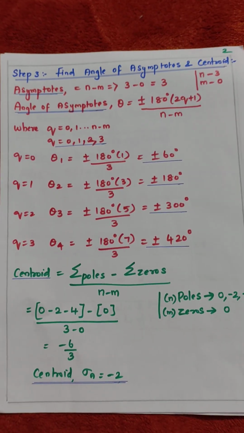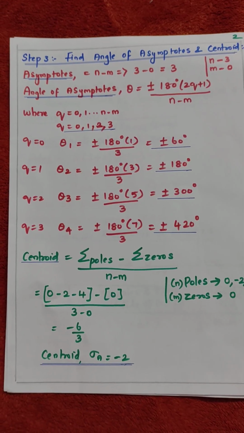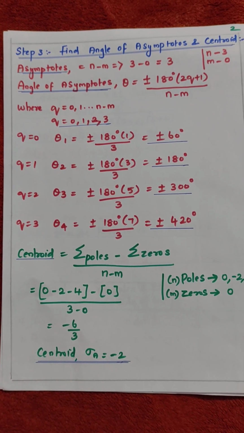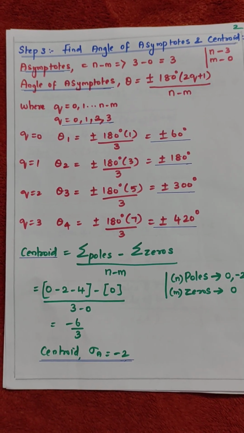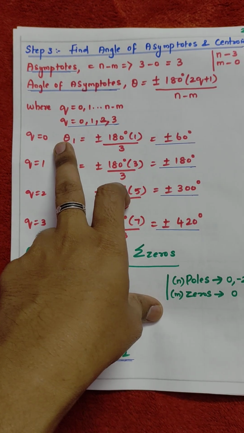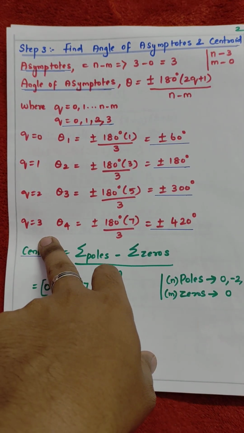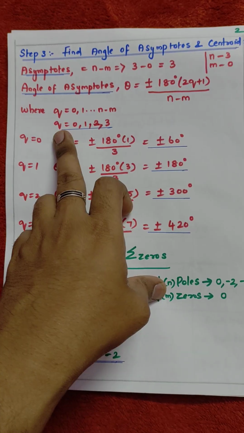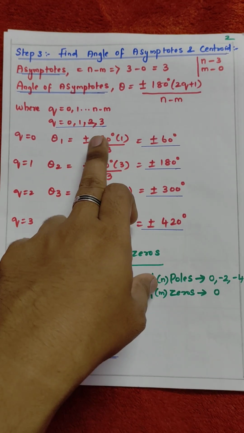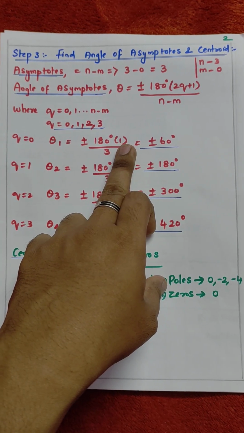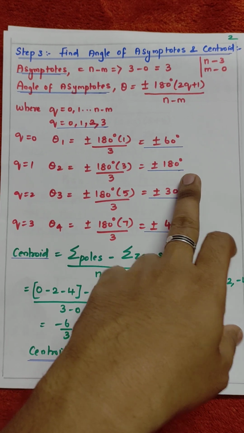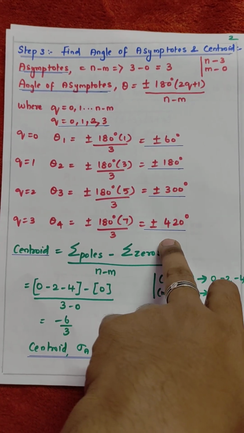Step 3. Find the angle of asymptotes and centroid. Angle of asymptotes theta is equal to plus or minus 180 degrees times (2q plus 1) divided by (n minus m), where q ranges from 0 to n minus m. So take q equal to 0, 1, 2, 3, because q equal to 0, 1, up to n minus m, which is 3. When you substitute, you'll get the answer plus or minus 60, plus or minus 180, plus or minus 300, plus or minus 420.